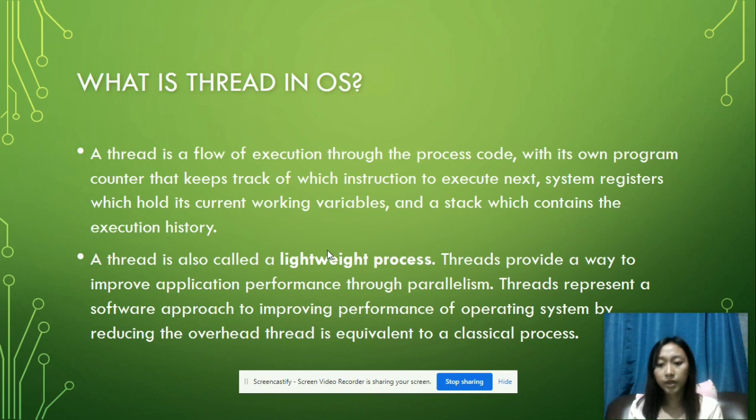A thread is also called a lightweight process. These threads provide a way to improve application performance through parallelism. These threads represent a software approach to improving performance of the operating system by reducing the overhead. A thread is equivalent to a classical process.